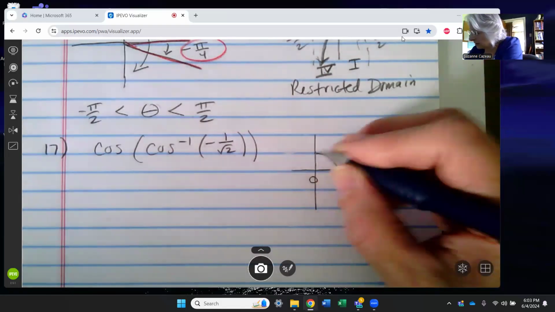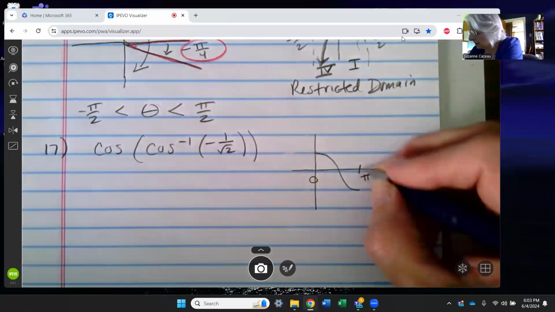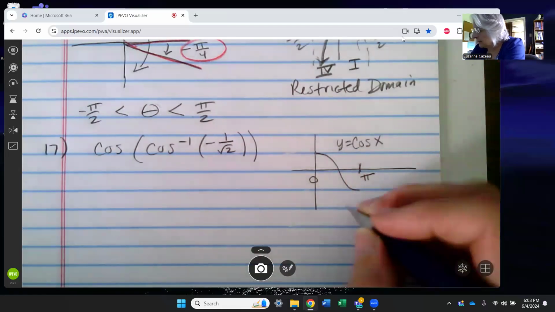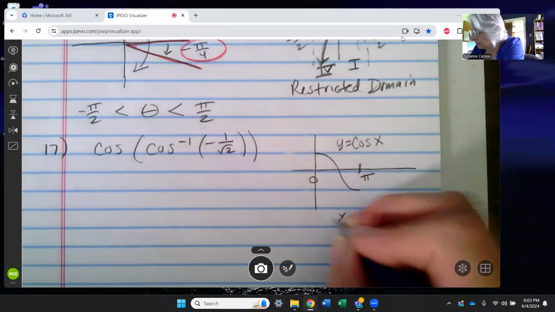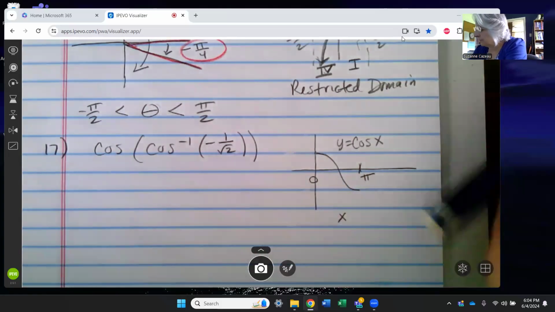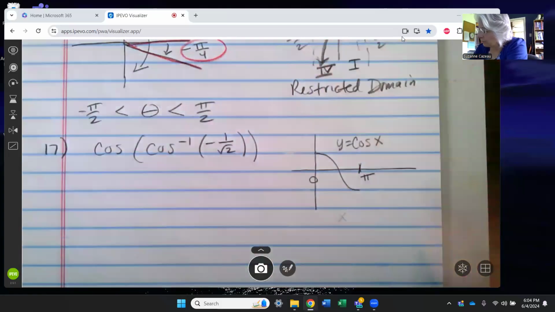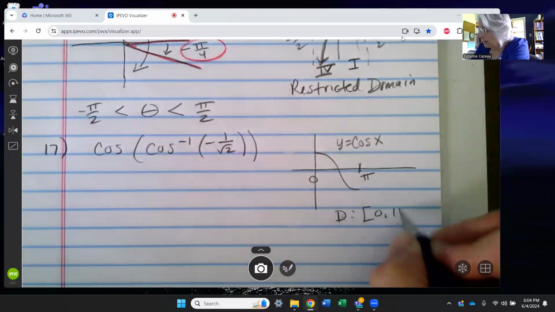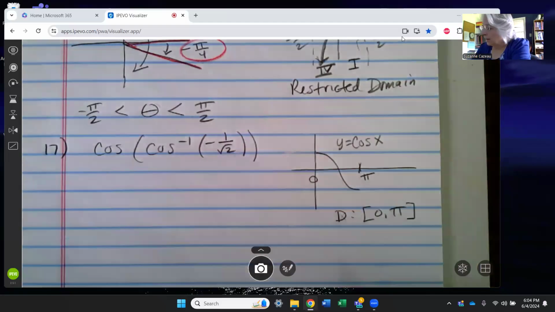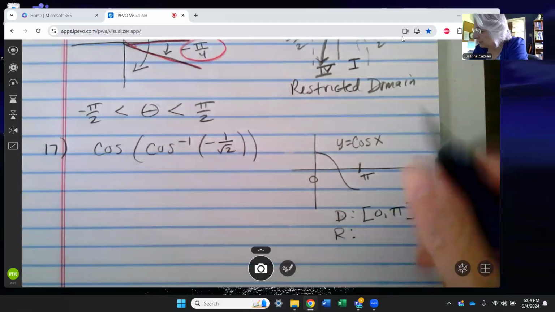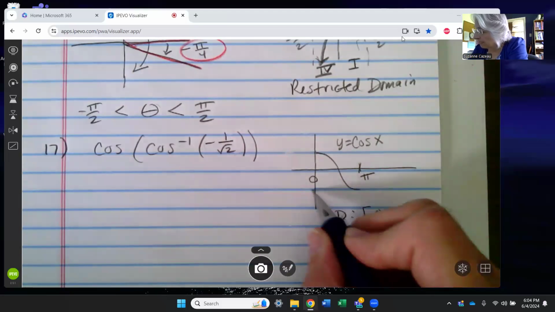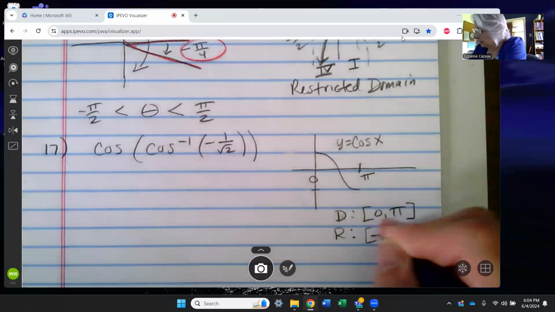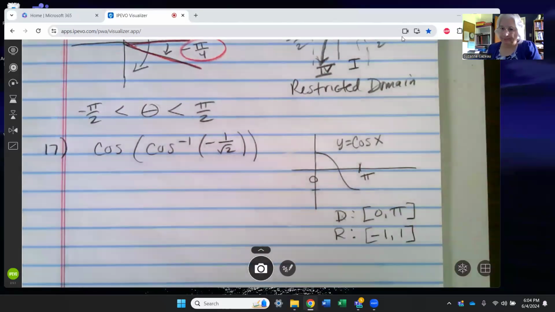So you say, okay, 0 to pi. This is your cosine, right? y equals cosine x, so x is between 0 and pi, and that's going to be your domain. The domain here is 0 to pi, and also the range is going to be from negative 1 to 1. Negative 1 to 1 is the range.